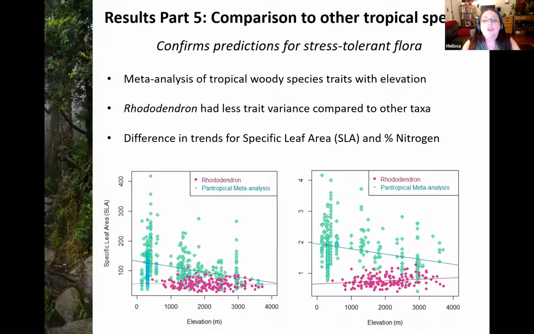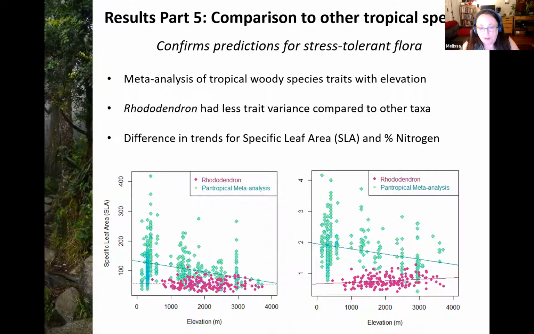And lastly, I took a look at how rhododendron compares to other tropical woody species. And so this is more of a broad meta-analysis. And this actually looks pretty close to my initial predictions, as far as, again, you have this very wide breadth of possible functional trait values at low elevations across species, whereas rhododendron tends to maintain a very narrow band in terms of their trait space across the gradient as a whole. So in essence, rhododendron had less trait variance compared to other taxa.